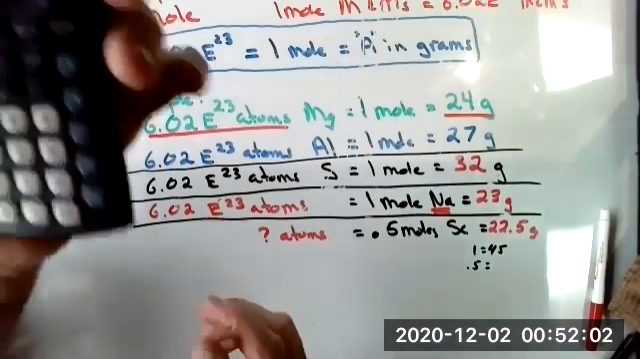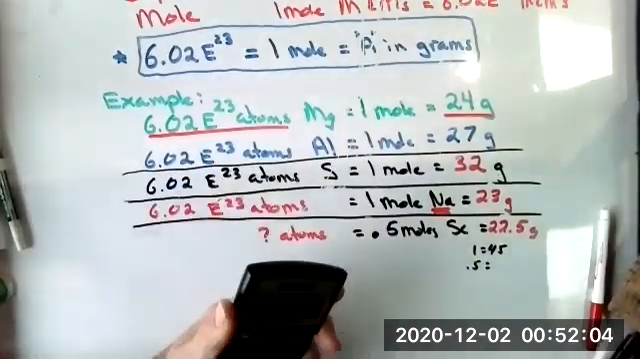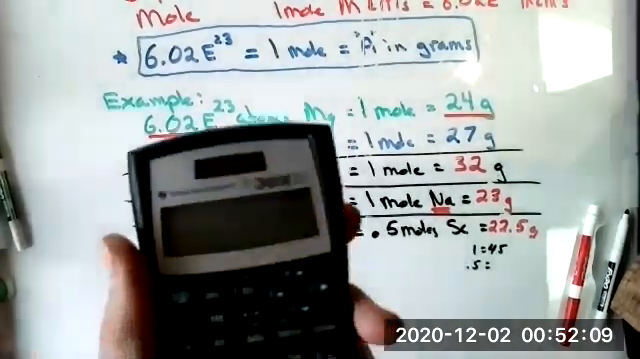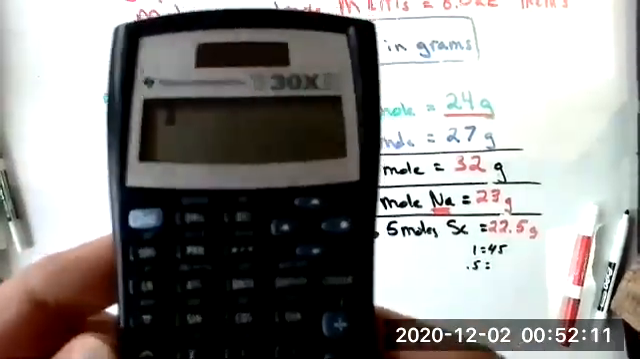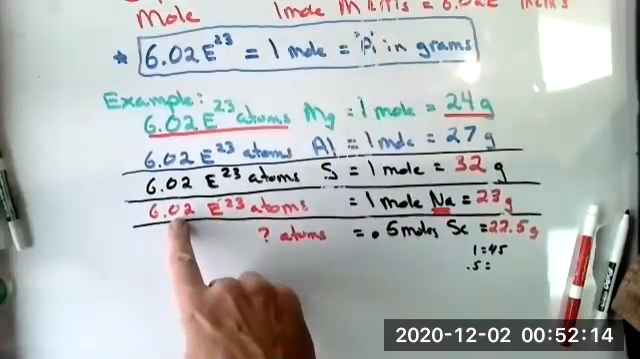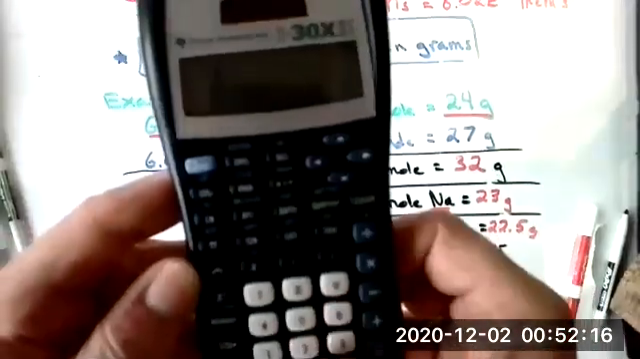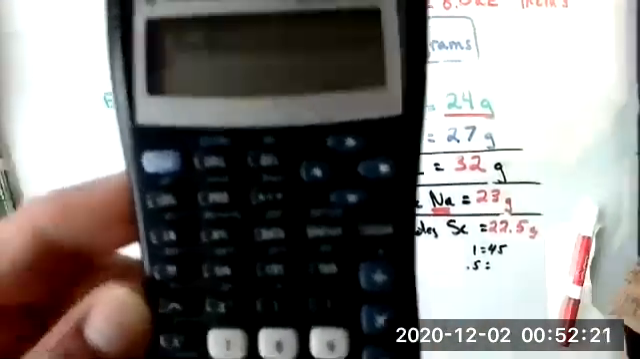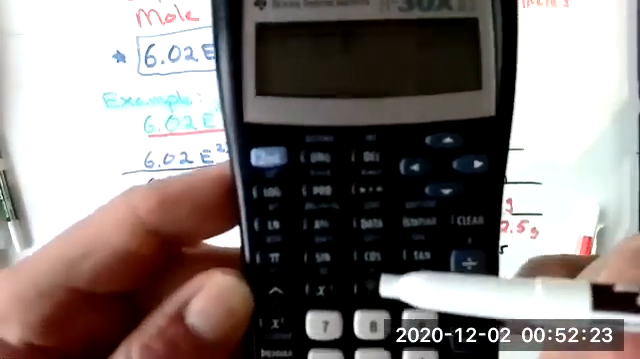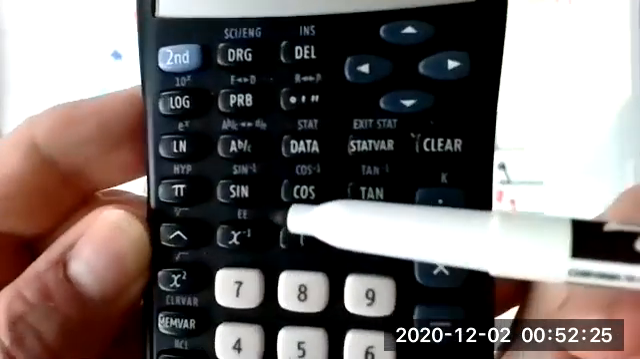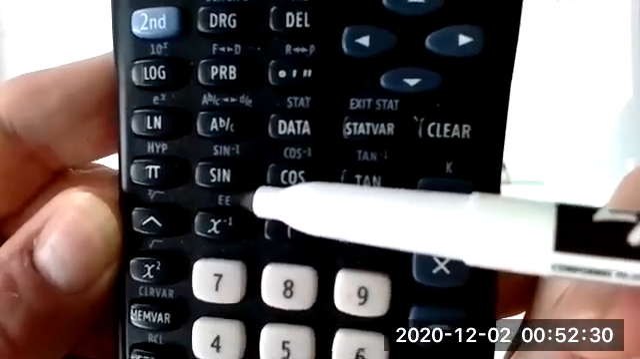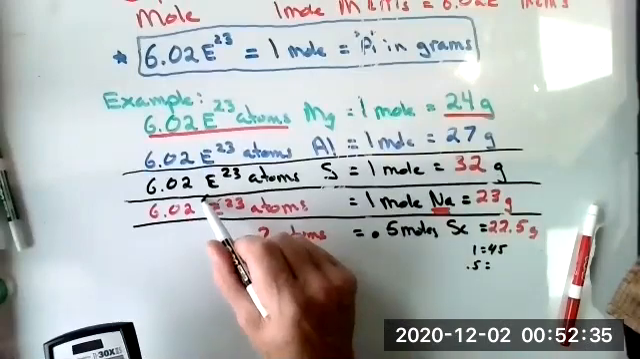Now, here's how you type this in. If you type this in incorrectly, it's over. So here's what you do. You type in the 6.02 first. 6.02. On my calculator, I am looking for, there it is, right there. You see those two E's? It's a double EE. That double EE is this part right here.